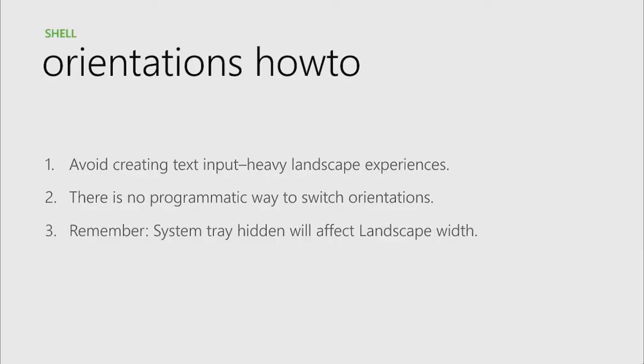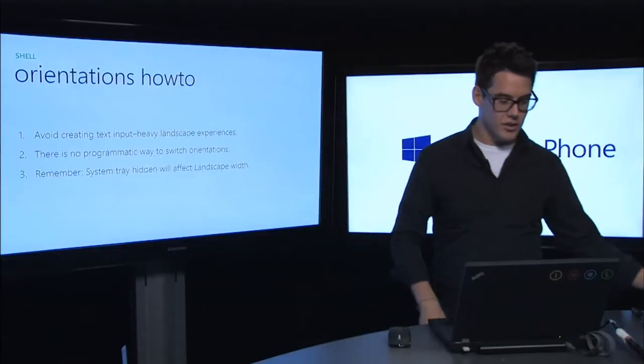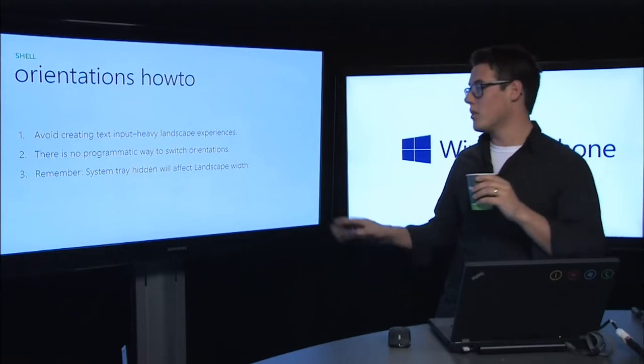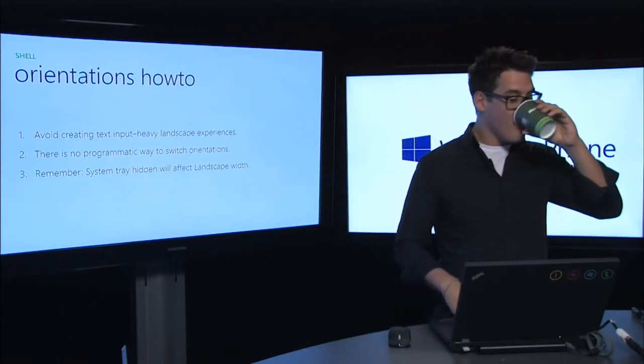Another thing that I pointed out earlier, there's no programmatic way to switch orientations. And remember, system tray hidden will affect the landscape width of your UI. So showing or hiding both the system tray or the app bar will affect that width when you're in landscape.